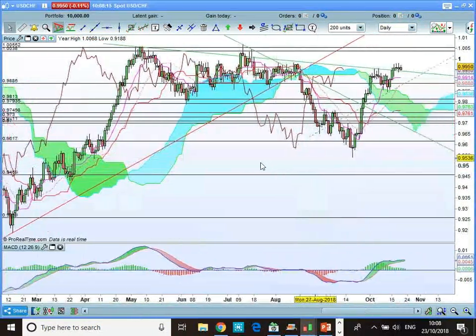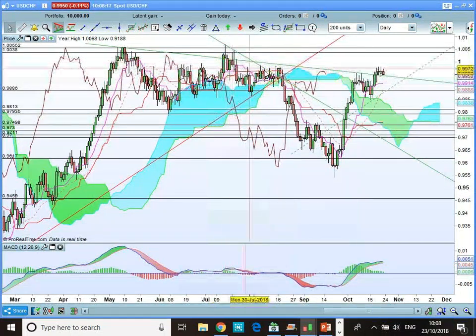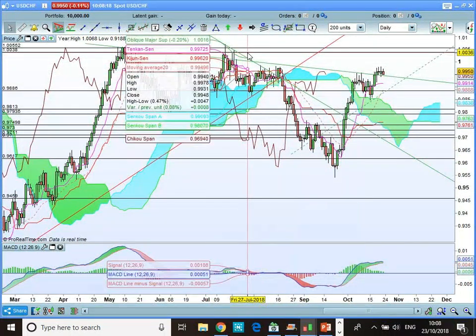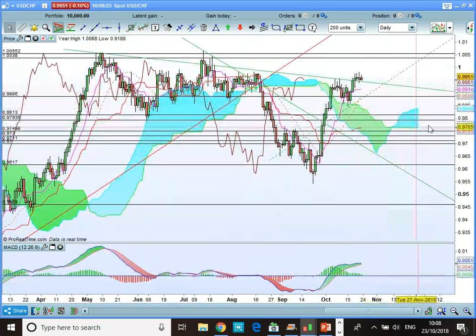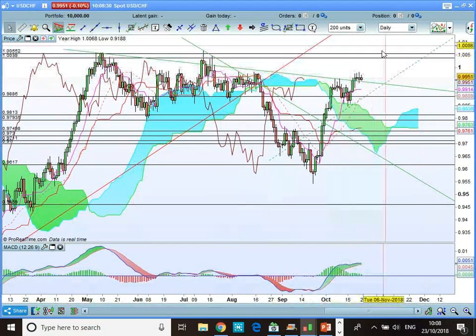US dollar Swiss franc. Now back up at all highs resistance zones. Watch out to see if it's going to take out the 100.36 zone. Front end of the cloud still indicates that we have an uptrend in place. Watching for the MACD sell signal to come through here. We're at major multi-month resistance highs.